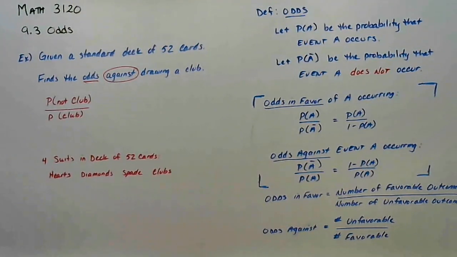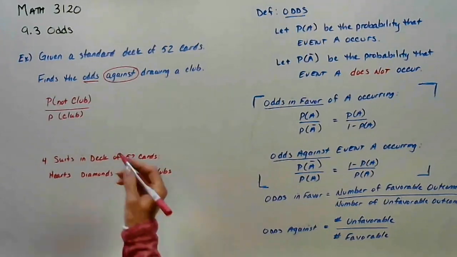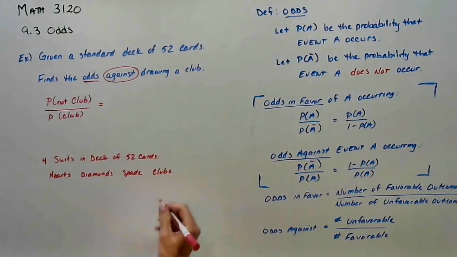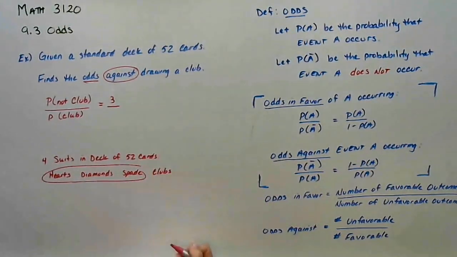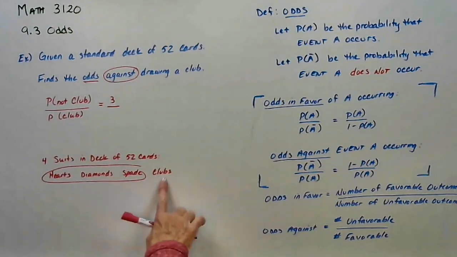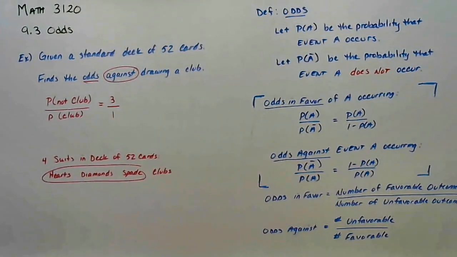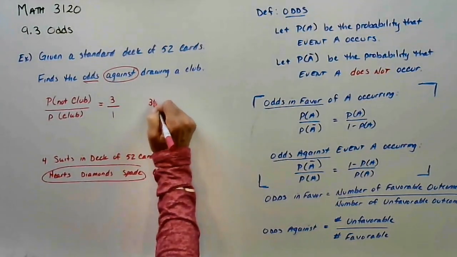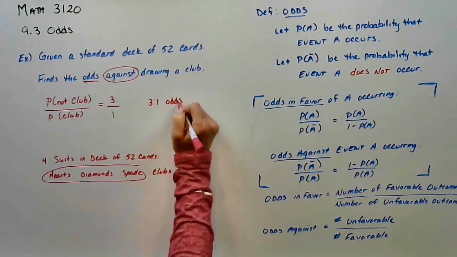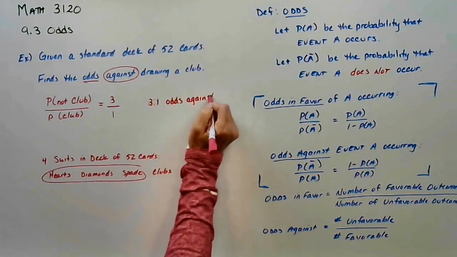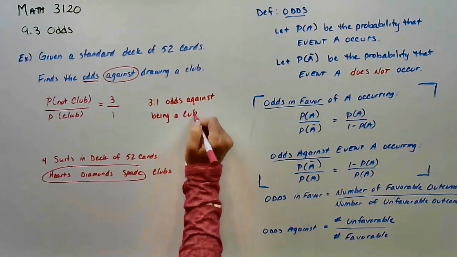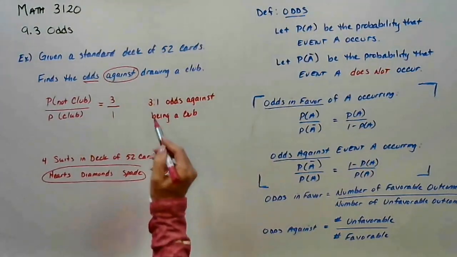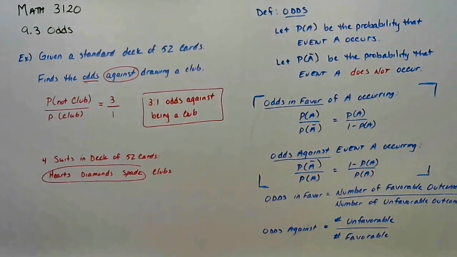So let's think of the number of ways that it is not a club. Well, the number of ways that it is not a club would be hearts, diamonds, or spades out of the number of ways that it is a club. Well, there's only one way it can be a club. So we would say we have 3-to-1 odds against being a club. Whoops, not a cub, a club. Okay, so hopefully that helps. Hopefully by putting it into words, that might help.